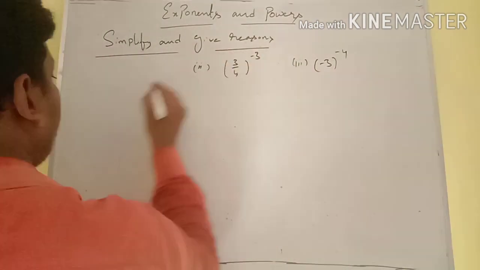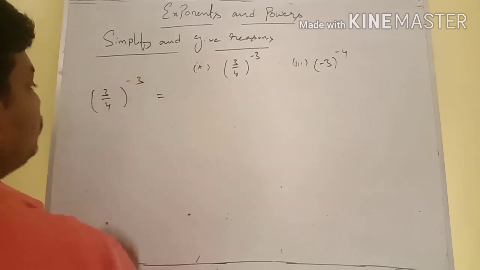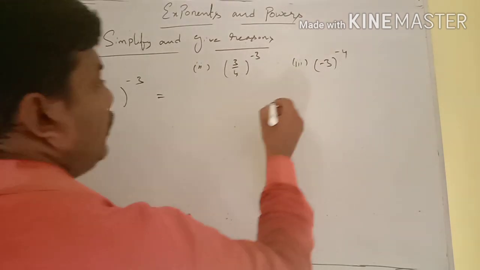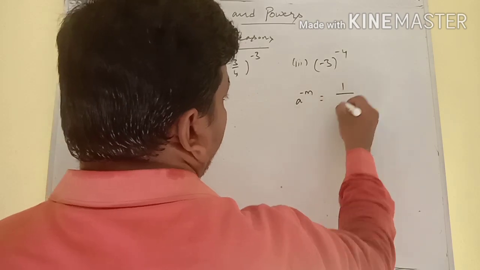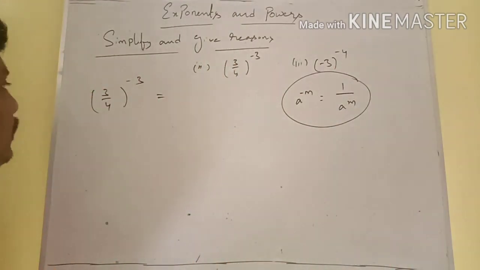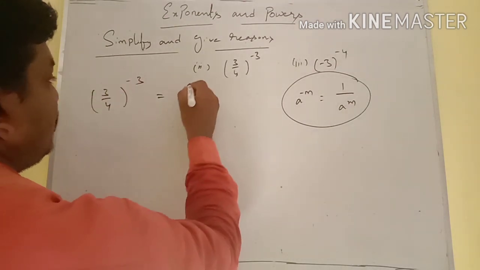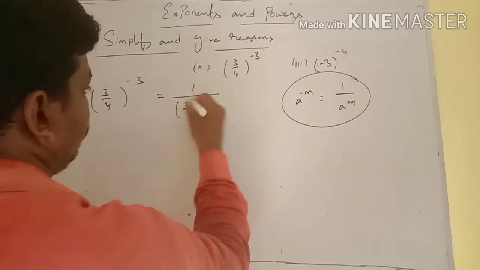Now, 3 by 4 whole to the power of minus 3. How to simplify this one? As we know the formula, a to the power of minus m can be written as 1 by a to the power of m. So 3 by 4 whole to the power of minus 3 can be written as 1 by 3 by 4 whole to the power of 3.